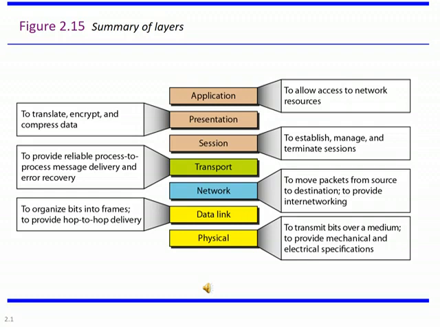And finally, the application layer. The application layer is to allow access to network resources. This means that from the computer you can access the printer, you can access the storage devices, you can access the monitor. That's the function of the application layer. Therefore, those are the slides that include a summary of the layers in the computer internet system.